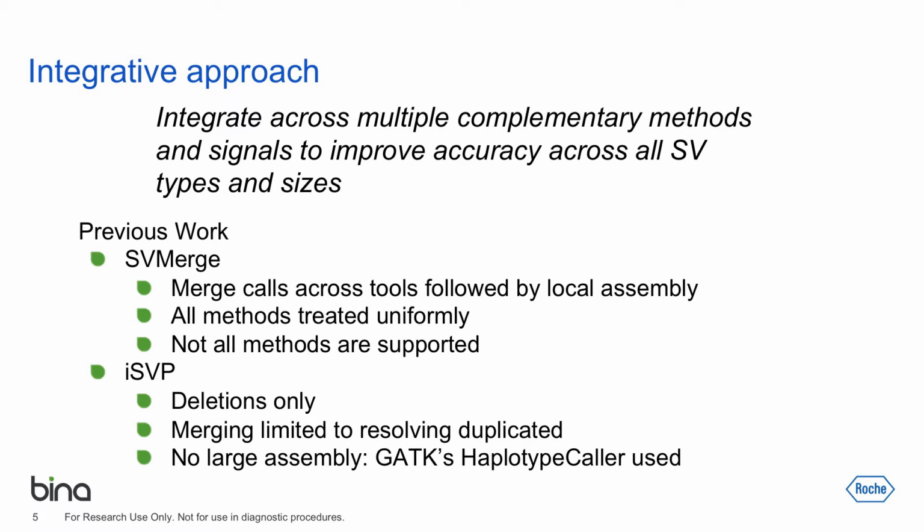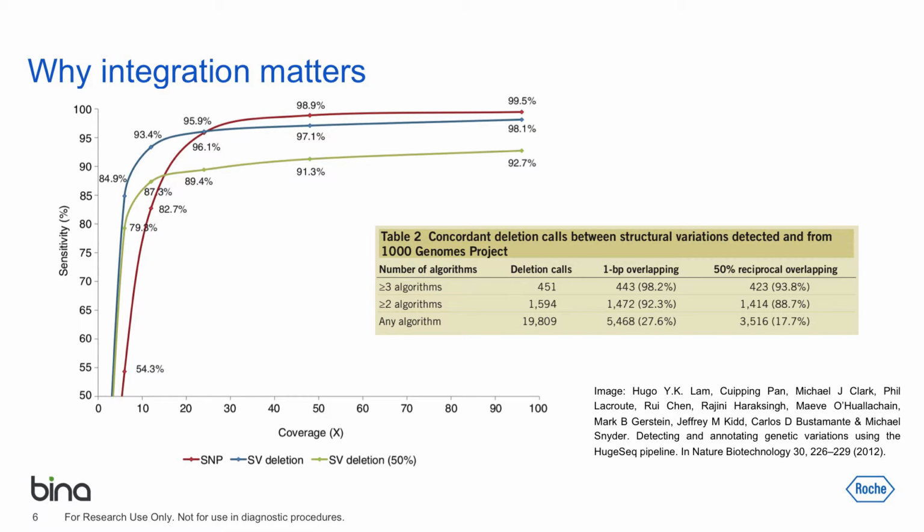So the reason integration is important is that prior work has shown that if multiple algorithms call the same variant, then it's most likely a higher quality variant in the sense that it's more accurate. In fact, we see from the 1000 Genomes project that if 3 algorithms were able to call a particular variant, that variant actually had a very low false positive rate. So in MetaSV, we adopt this approach and we look for evidence of the same SV across different methods. If multiple methods call the same SV, we report it as a high quality variant.